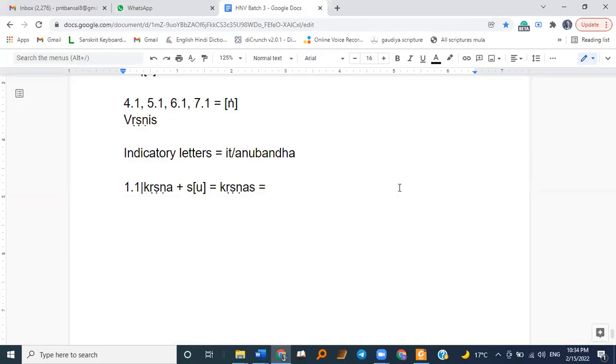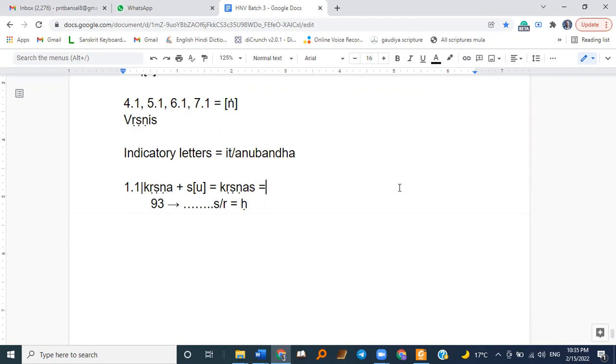So this sutra is saying that if there is a word and we have either Sa Rama or Ra Rama, either of these two, at the end of Vishnu Pada, then this Sa and Ra, they will convert into a Vishnu Sarga.